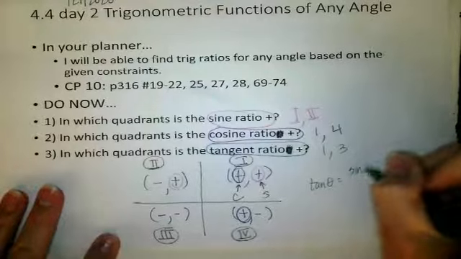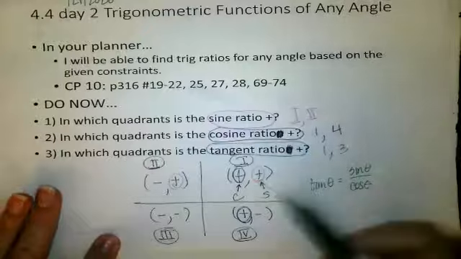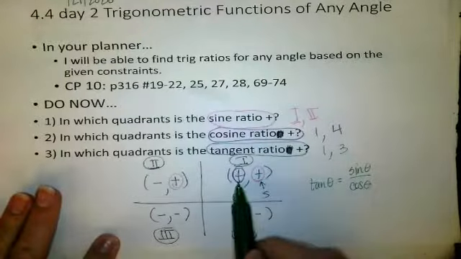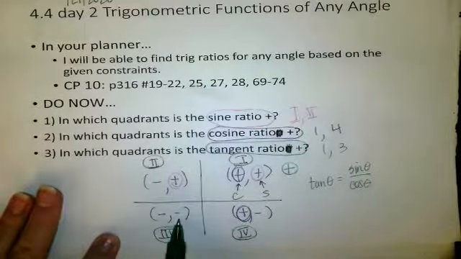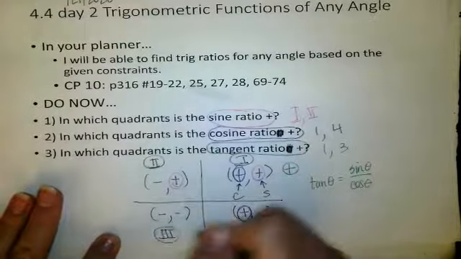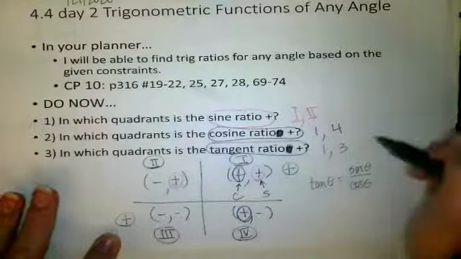Because tangent is sine of theta over cosine of theta. So we can simply divide. Positive divided by positive gives us a positive result. And down here in quadrant 3, negative divided by negative gives us a positive result for tangent. And so that's really, really good.